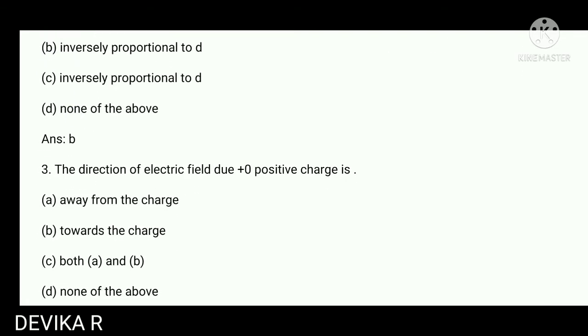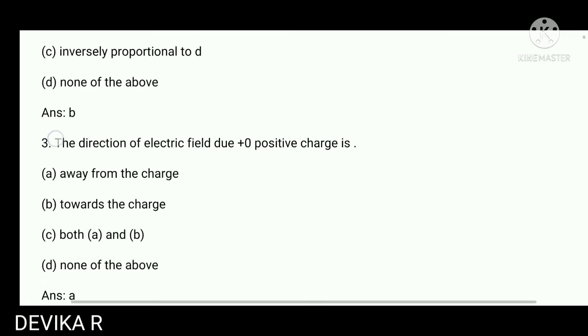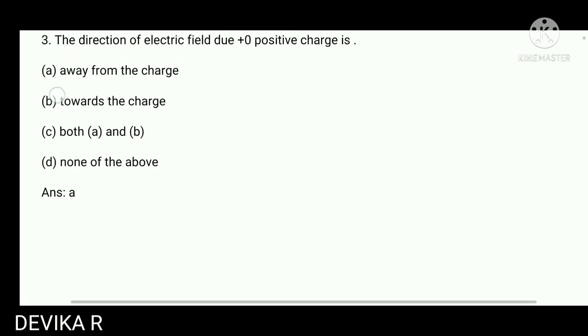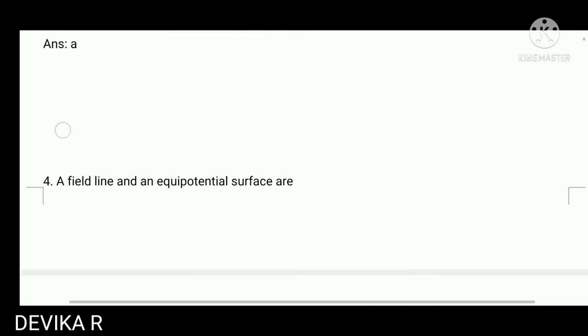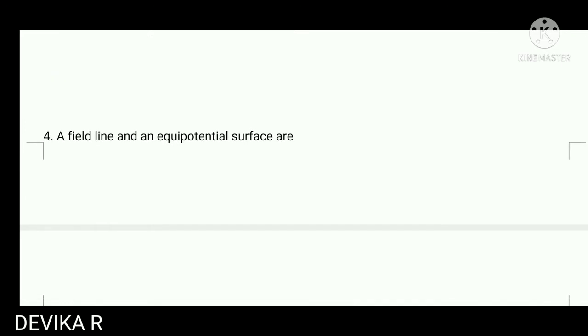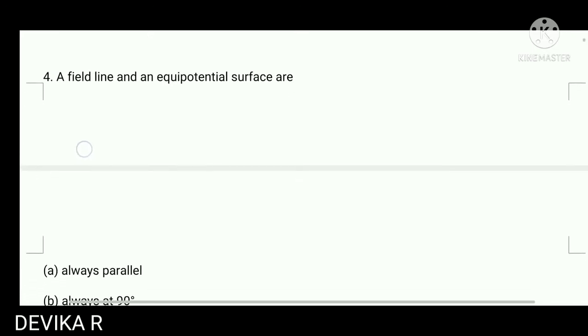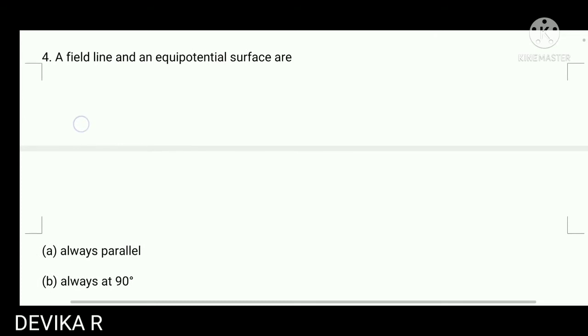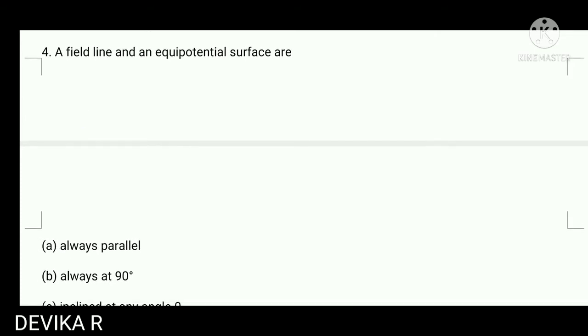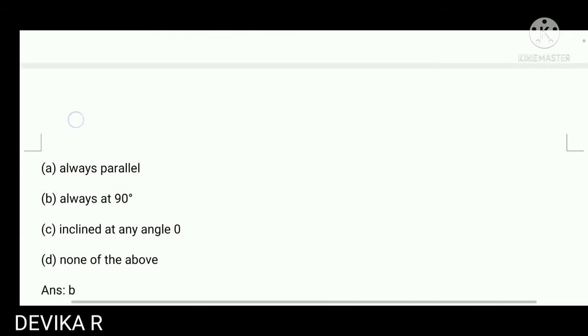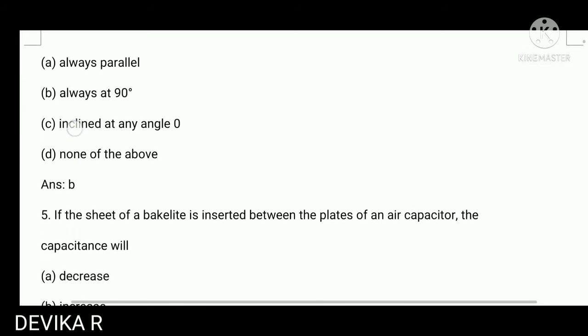The next one. The direction of electric field due to a positive charge is always away from the charge. Option A is the right one. For a negative charge, it is only towards the charge. So option A is right. Away from the charge is the right one. The next question. The field line and the equipotential surface are parallel or perpendicular? Field line and the equipotential surface are always perpendicular. So option B is the right one. Always at 90 degrees.